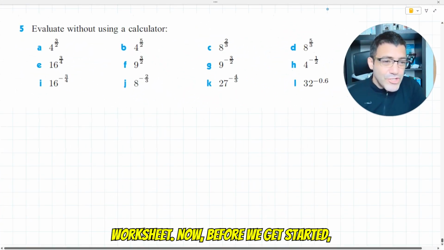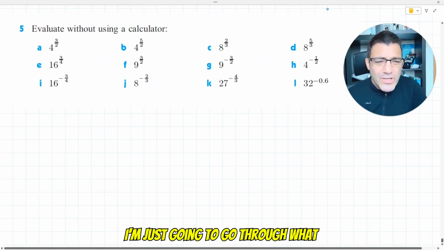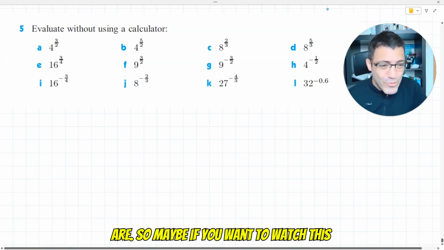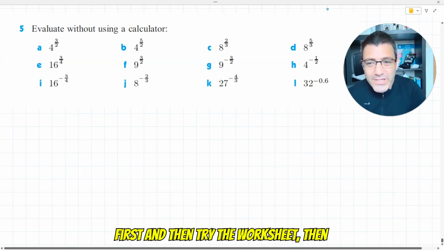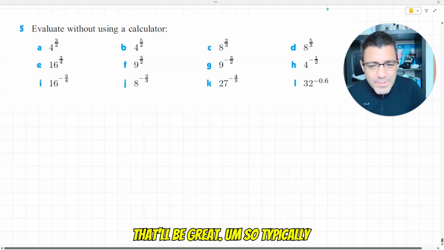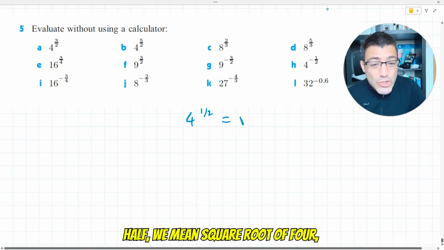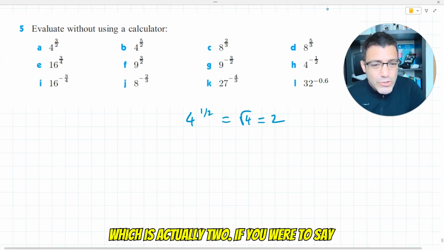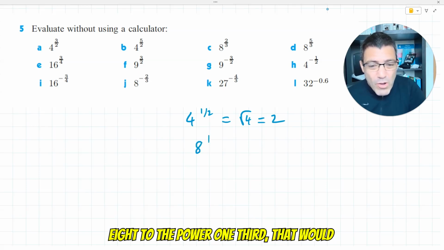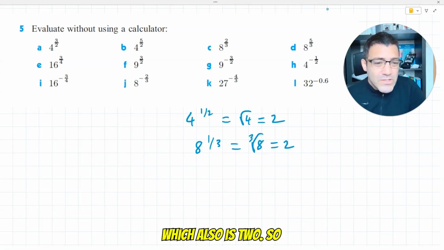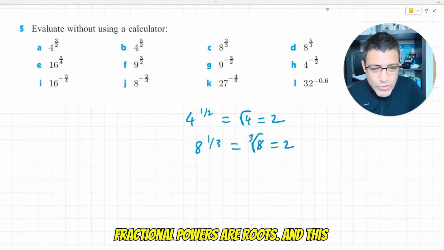So here's today's worksheet. Now, before we get started, I'm just going to go through what negative powers and fractional powers are. So maybe if you want to watch this first and then try the worksheet, then that'll be great. So typically speaking, when we say 4 to the power a half, we mean square root of 4, which is actually 2. If you were to say 8 to the power 1/3, that would be the cube root of 8, which also is 2. So fractional powers are roots.